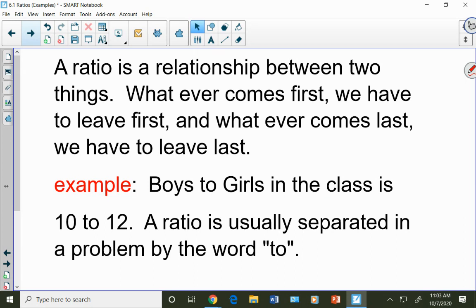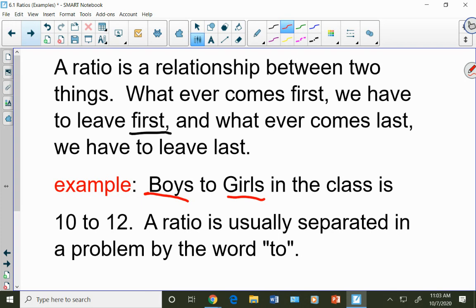Example, boys to girls in the class is 10 to 12. Okay? Now, if I asked you what came first, you would say boys. Boys come first. Okay? What came last? Girls came last. And they're separated by the word "to." "To" is a very important word with ratios because that's usually what separates our ratio.